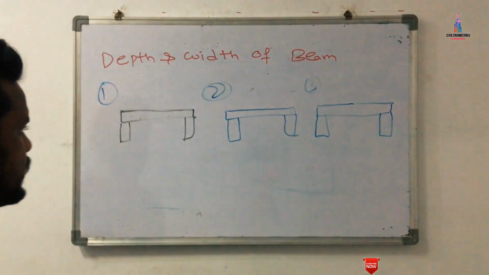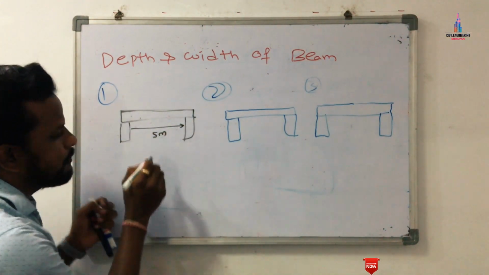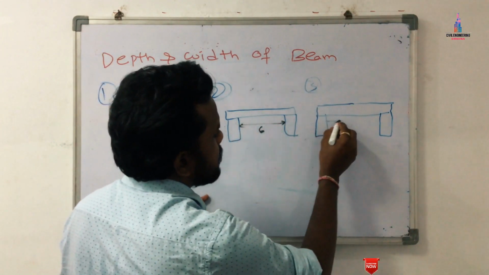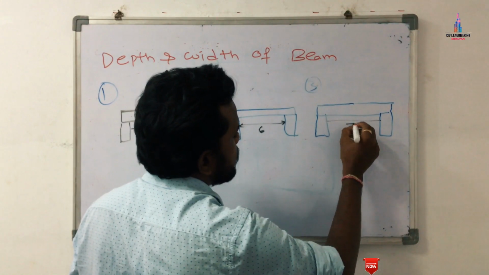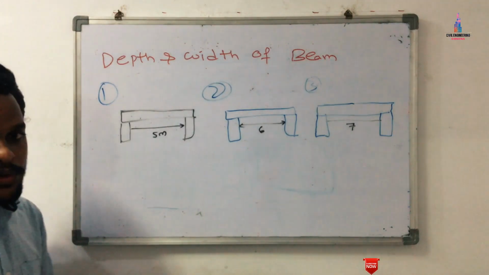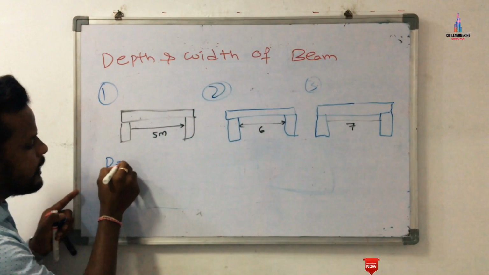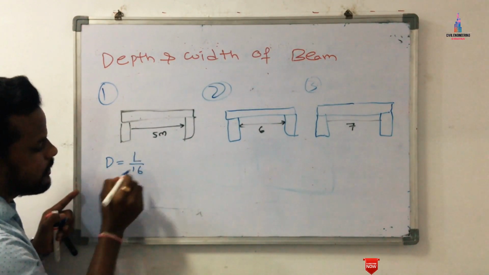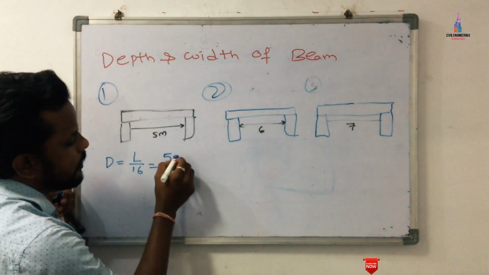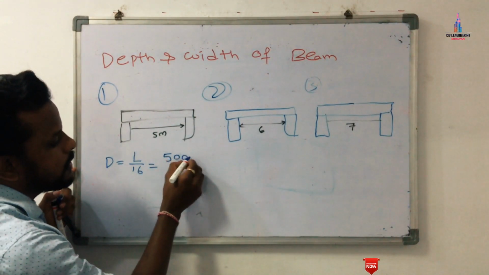Let us consider the length of the beam is approximately 5 meter for the first section. In the same process, the length of the beam is 6 meter for the second, and for the third section it is 7 meter. For the first section, we have to calculate the depth initially. We have the formula: depth of the beam is approximately equal to length divided by 16. The length is approximately 5 meter. I am writing it here as 5000 mm.